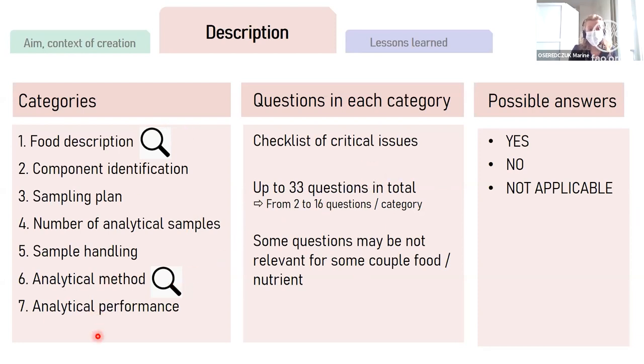In each of these seven categories, we have identified a list of critical issues. Each issue was considered in a question, and possible answers to this question were either yes, no, or not applicable. We have this not applicable answer when the question is not relevant for the pair of food and nutrient considered. In the end, the number of questions per category ranges from 2 to 16. And to assess the quality of a value with the Eurofear system, you have to answer up to 33 questions in total.